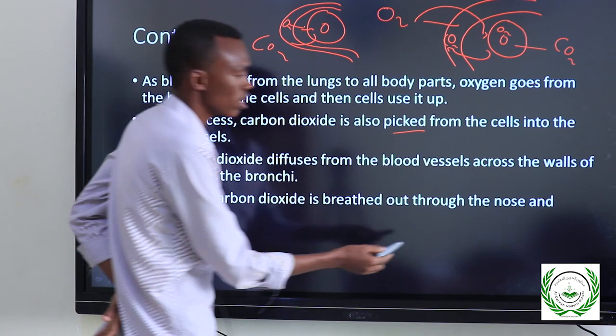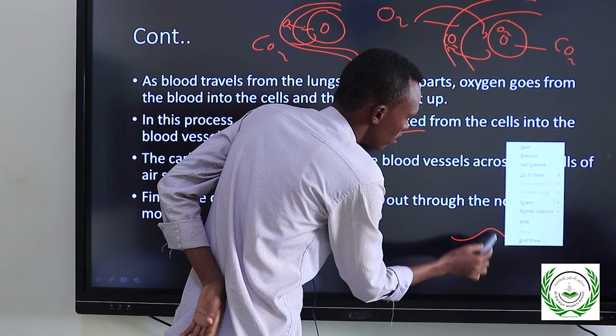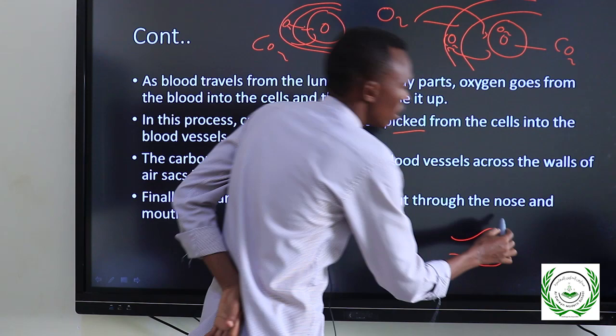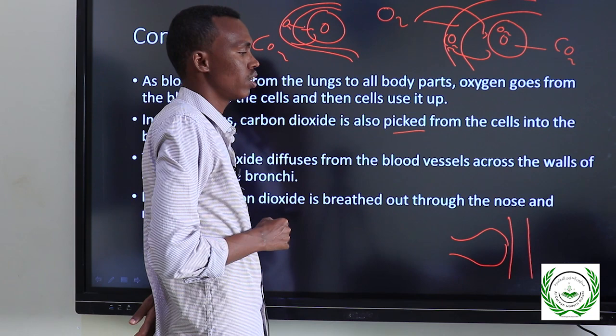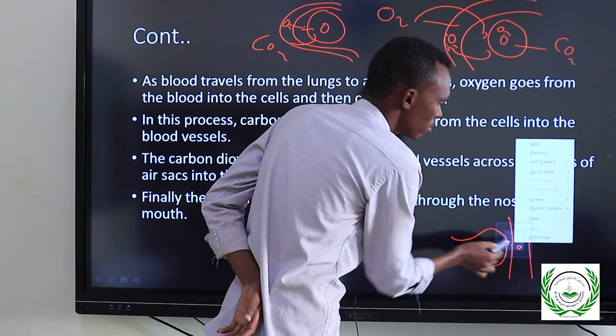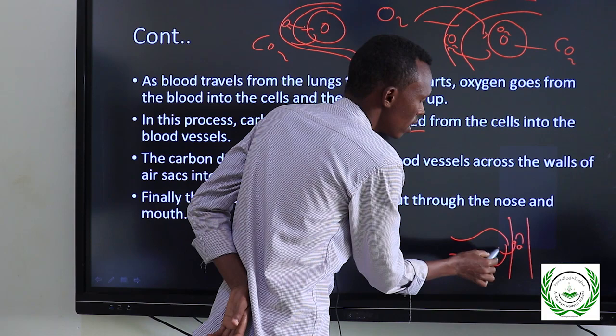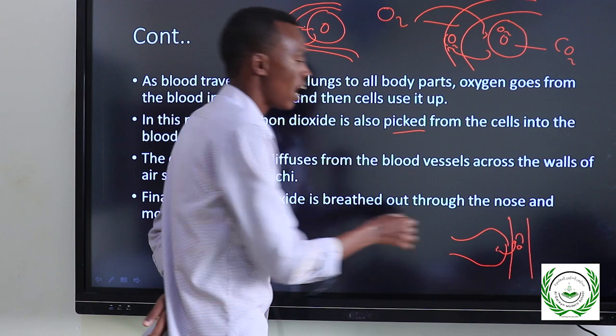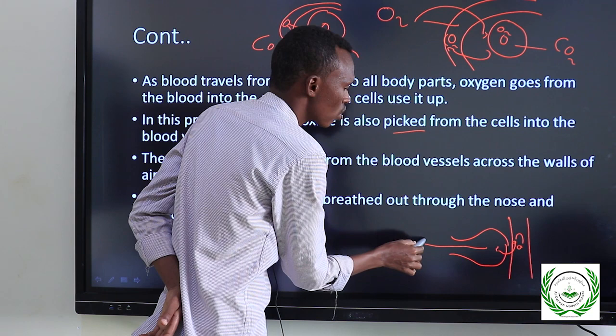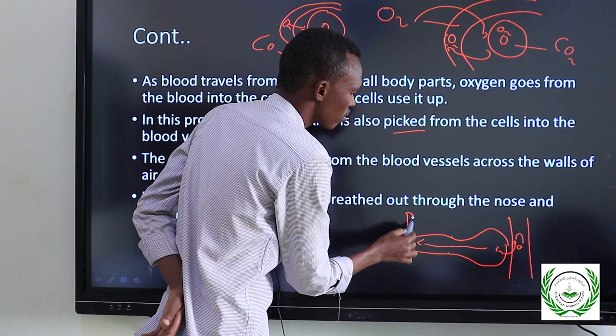So this is, for example, let's say alveoli. Okay, so this is alveoli. Here we have the blood vessel. Capillary. So this blood vessel carries carbon dioxide. So the carbon dioxide diffuses across the walls of the blood vessel and alveoli, and it comes into the inside the alveoli. After the inside alveoli, then the carbon dioxide will be taken or will be transported from here by the bronchioles.